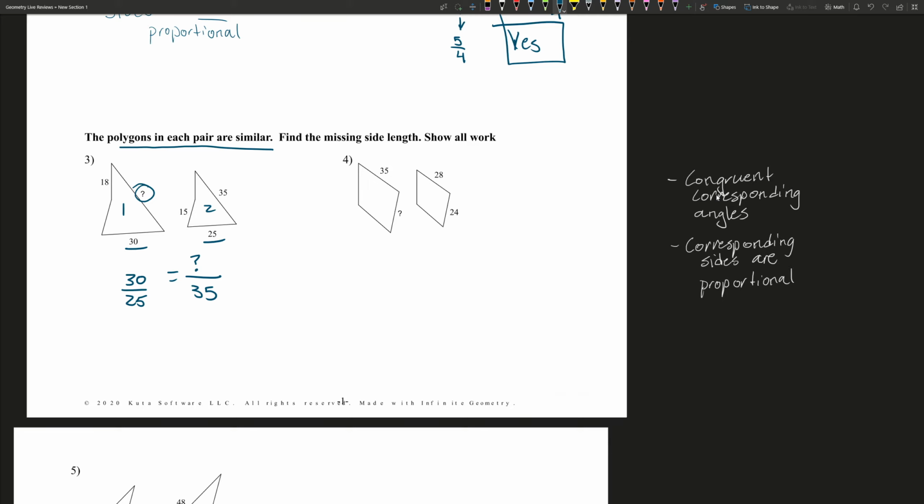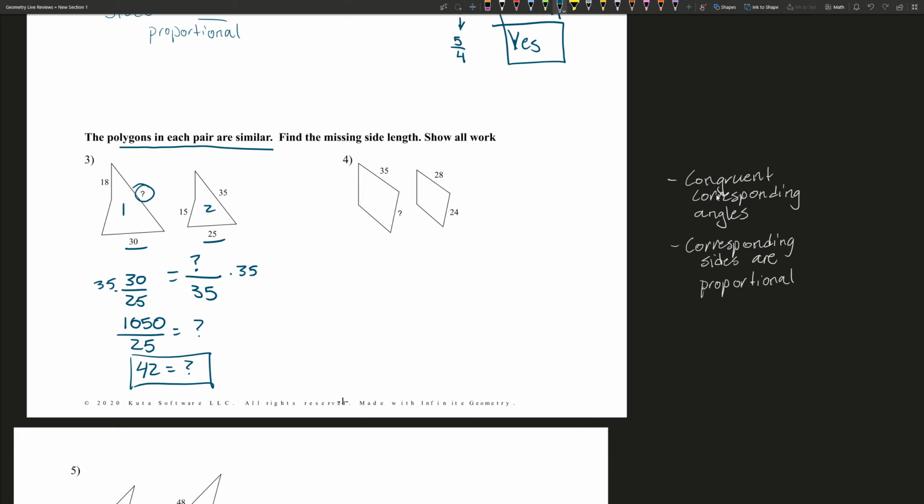So grab a calculator. We'll get there, Emmett. So if we multiply by 35 on both sides, we get 1050 divided by 25. And that is equal to 42. So then that's our answer.